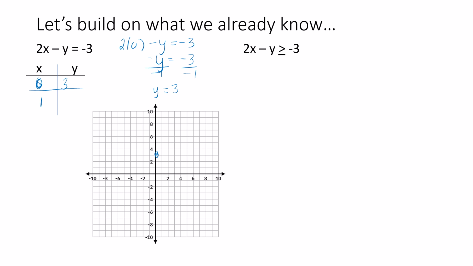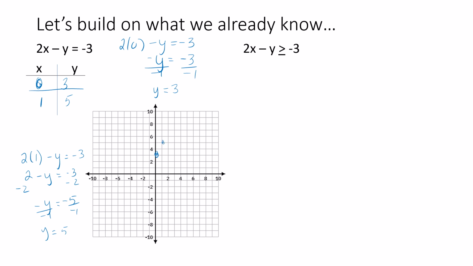We could pick the point x equals 1, and repeat that process. 2 times 1 is 2. This time we'll have to subtract 2 from both sides. So 2 minus 2 is 0, again leaving me with -y. -3 minus 2, or -3 plus -2, whichever way helps you there. Then we need that to be a positive y, so we do the same thing, and we get the point (1, 5).